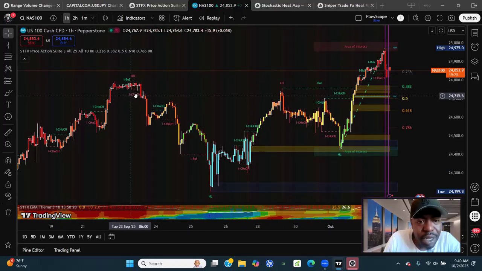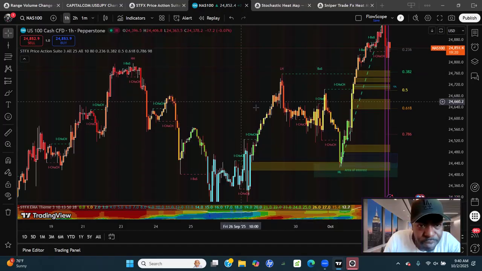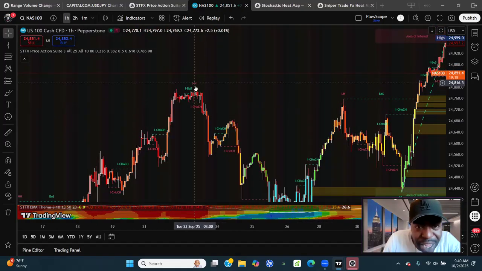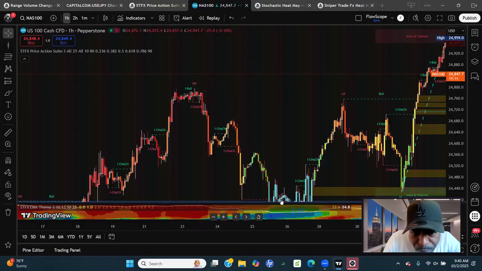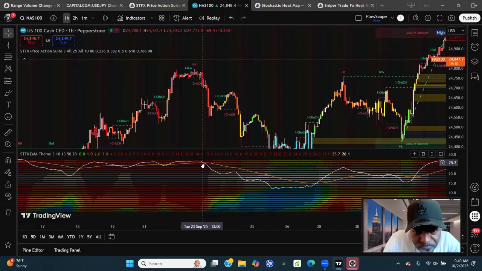Boom. We got change of characters. With the change of character, you got a higher high. You got red candles. You know that's oversold. Oh man, we're oversold right now. You look at your heat map. Boom. You get a cross, right?